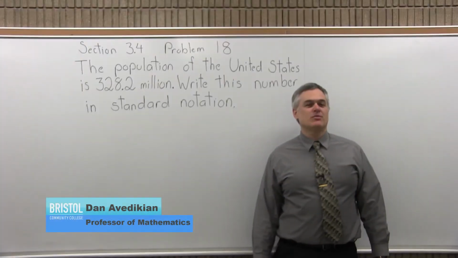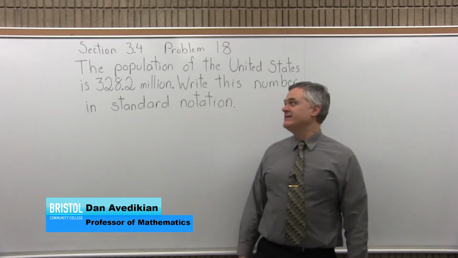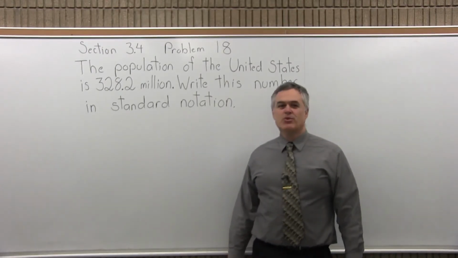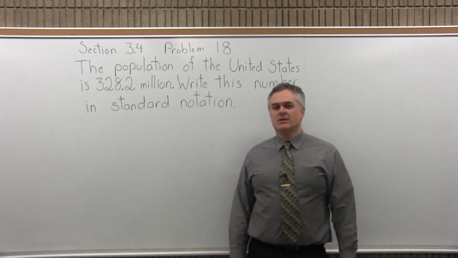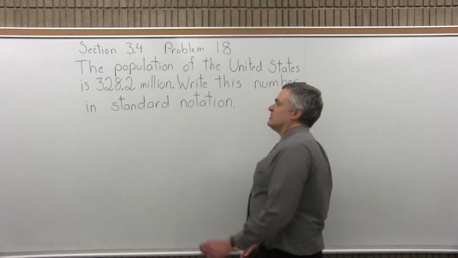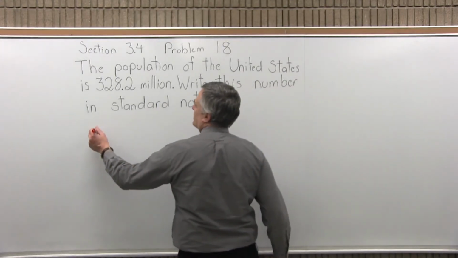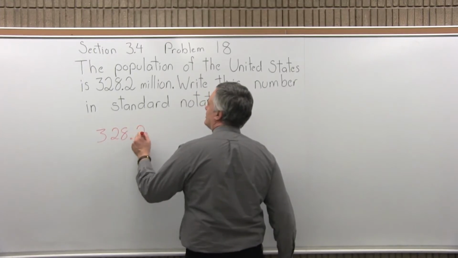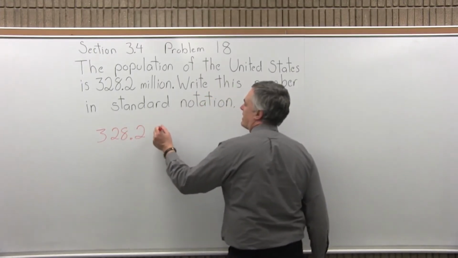This is Section 3.4, Problem 18. It says the population of the United States is 328.2 million. Write this number in standard notation. So if you write it just as a number, write the 328.2. Instead of saying the word millions, you say times 1 million.